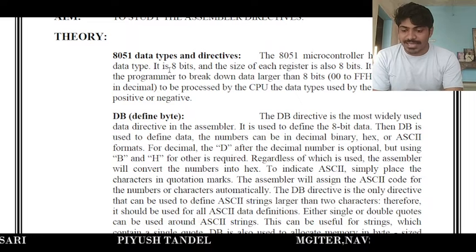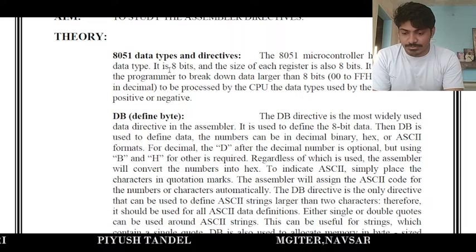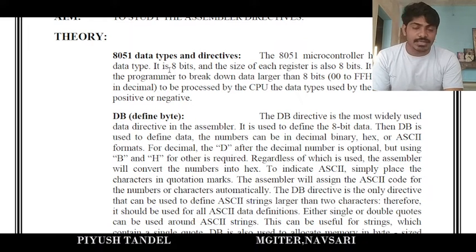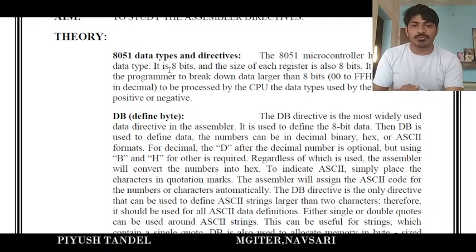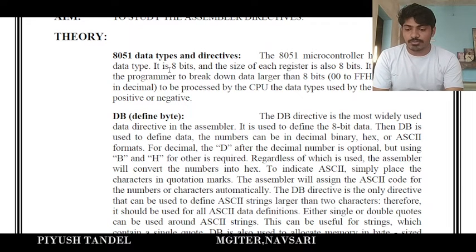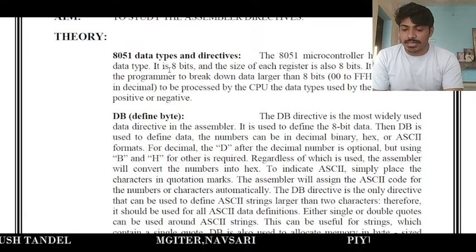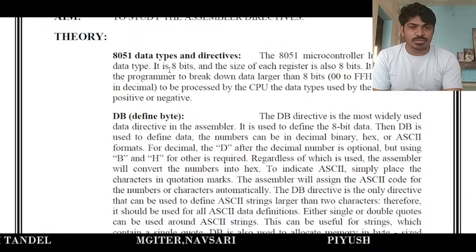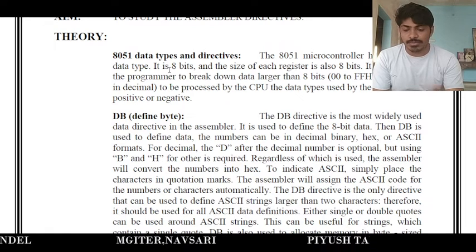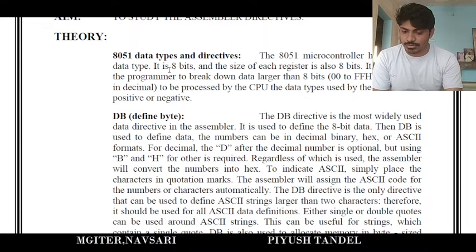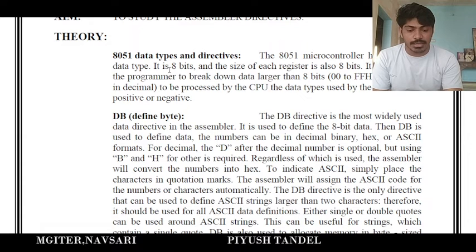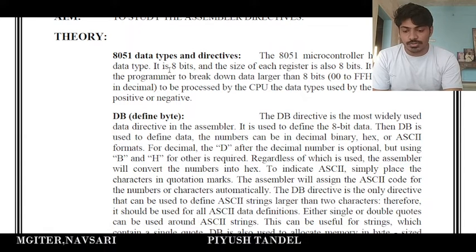The second thing that we are going to see is the DB. DB means define byte. How we are going to define that byte, हम उस बाइट को किस तरह से डिफाइन करते हैं. The DB directive is the most widely used data directive in the assembler. सो इट इज द मोस्ट वाइडली यूज. कॉमनली हम लोग डीबी ही मतलब कि डेटा डिफाइन बाइट ही यूज करते हैं. It is used to define the 8-bit data. The DB is used to define the data.